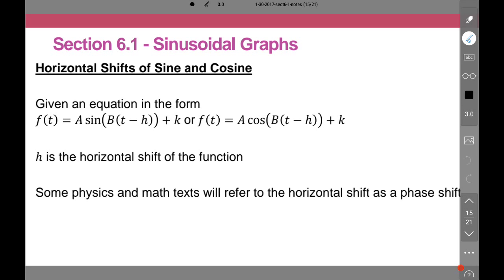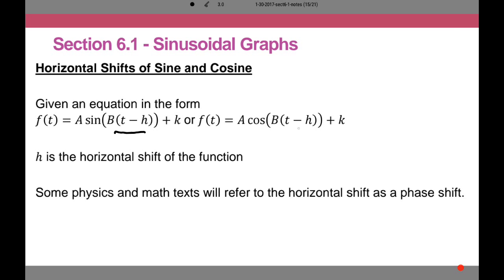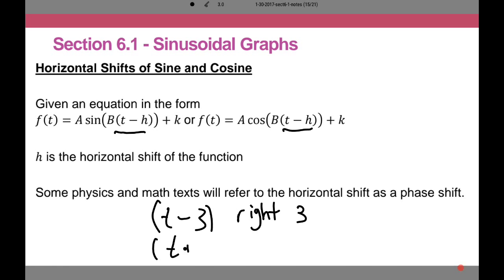Sometimes we have some horizontal shifts as well. In those first few examples, I didn't have any horizontal shifts. So it's pretty much the same form, except in the middle we've got a t minus h. Whenever we do a minus, that's moving right. So a minus 3 in the middle with the t would be right 3, just like we did before with our other transformations. And t plus 3 would be left 3. So just like we had that before.